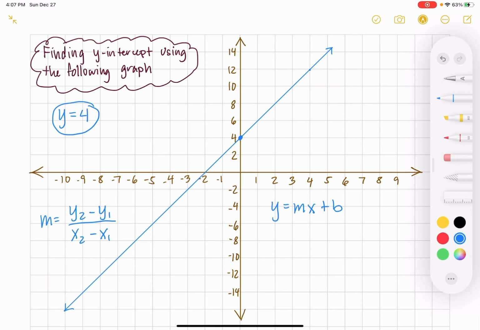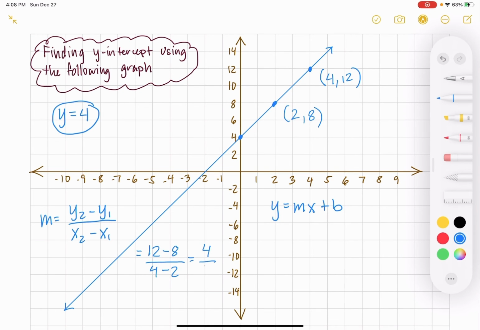We're going to pick 4 and 12, and we're also going to pick 2 and 8. Plugging those in the formula, y2 is going to be 12 and y1 is going to be 8, divided by x2 which is 4 and x1 which is 2. We will get 4 divided by 2, which is 2. So our slope is equal to 2.